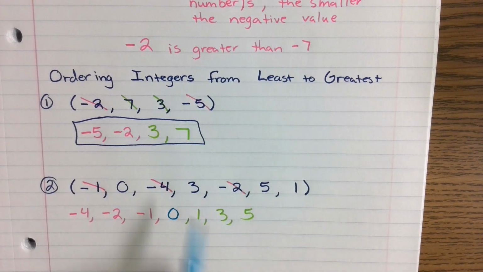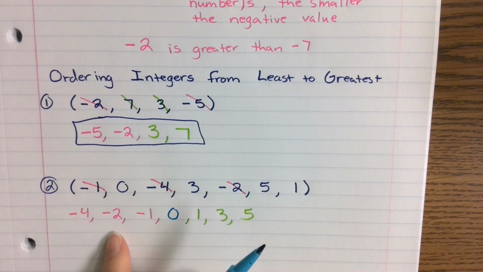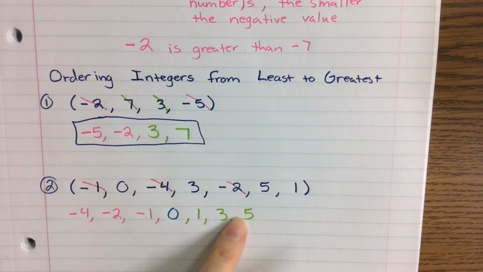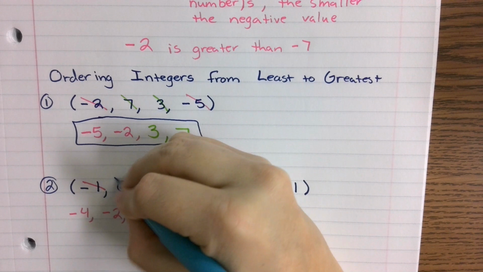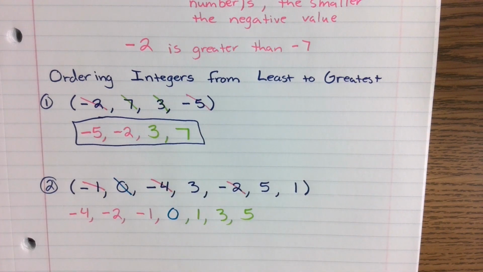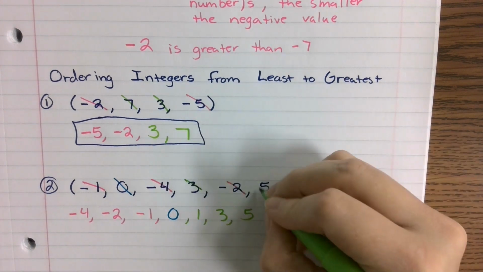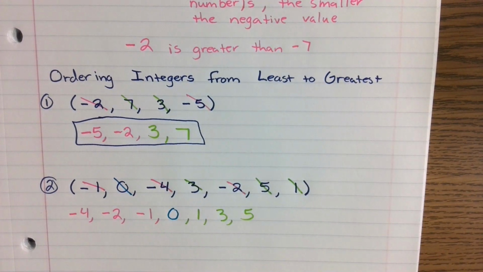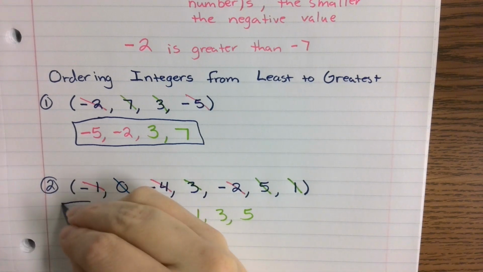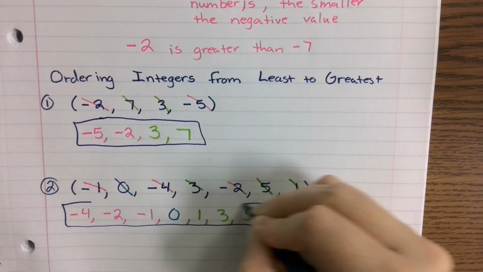Notice we do have a 0 now. I'm putting it in blue. It's not going to be pink because it's not negative. It's not going to be green because it's not positive. It's its own type of value. Okay? Then I go ahead and order my positives. I've got a +1, a +3, and then a +5 as my largest number. So there it is in order from least to greatest.